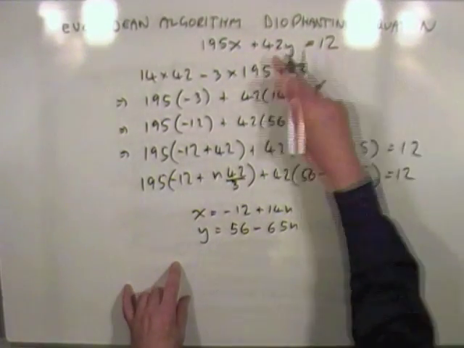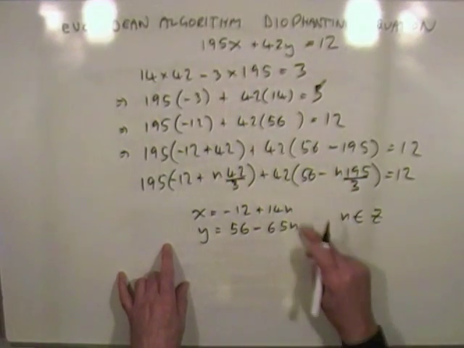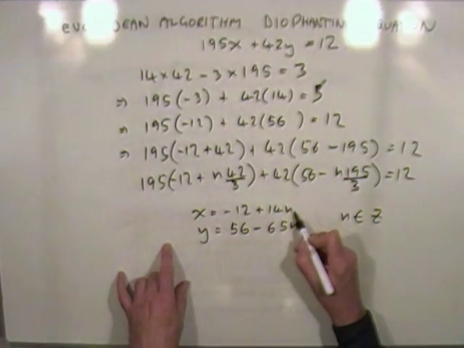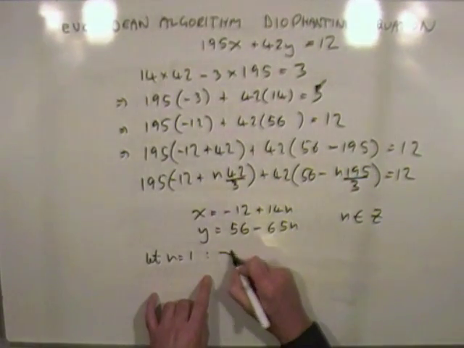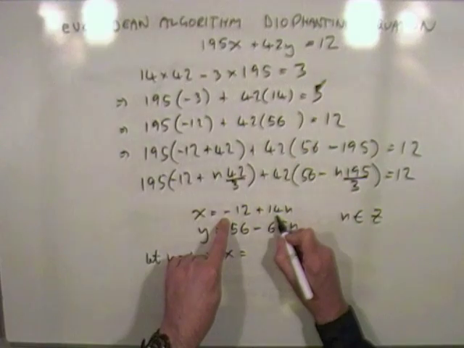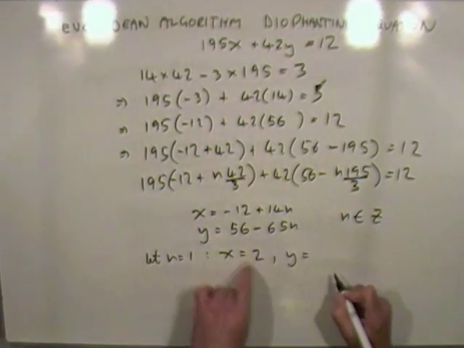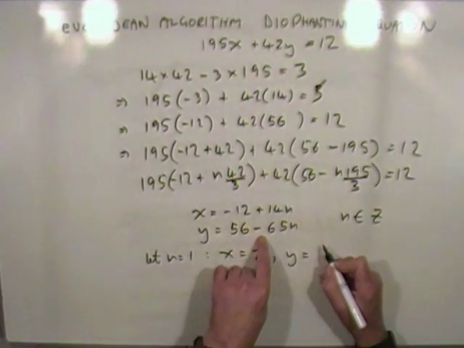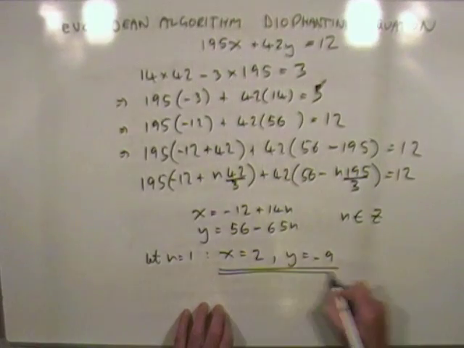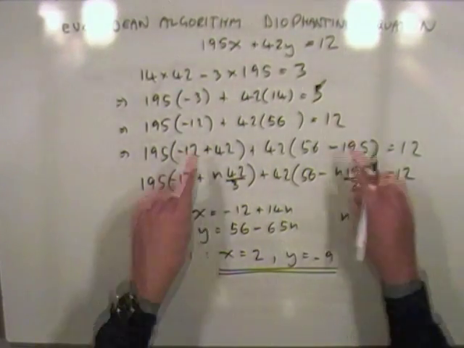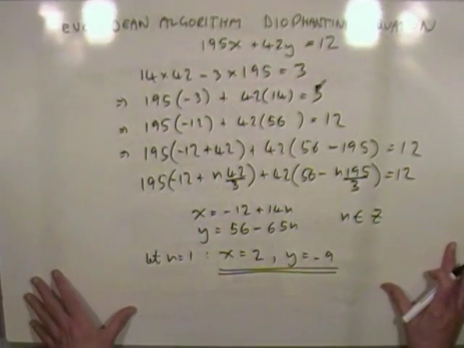So to get the smallest numbers then, to get the values of x and y that are closest together, you just choose n accordingly. Well, choosing n equals positive 1. So if n equals 1, I'll have x equals negative 12 plus 14, which is 2, that's pretty small, and y equals 56, take away 65, which will be negative 9. So the two smallest integers that solve this Diophantine equation are 2 and negative 9, which you can check in your calculator.